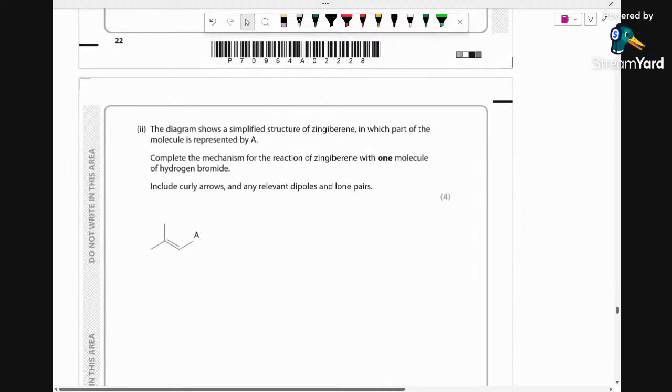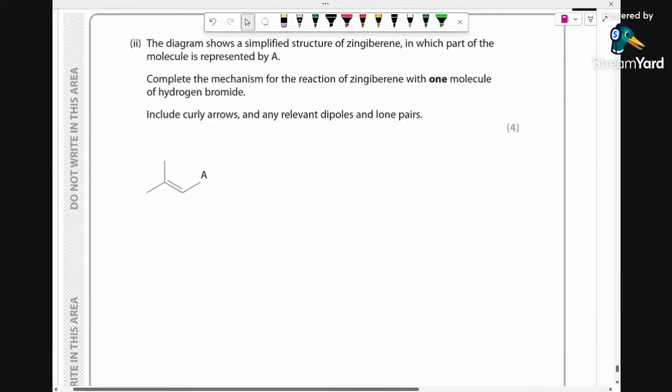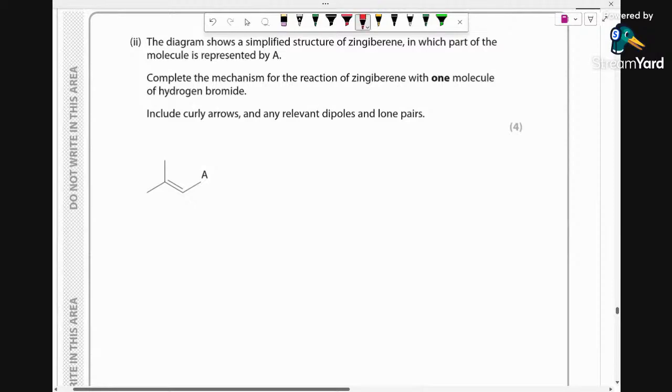The diagram shows a similar structure to zingiberine, in which part of the molecule is represented by A. Complete the mechanism with 1 molecule of HBr, include curly arrows, lone pairs, etc. Cool. So I'm going to add HBr in here. Don't forget, stage 1 in any mechanism is find your polarity. Double bond reaches out. Notice how I'm literally touching the middle of that double bond.